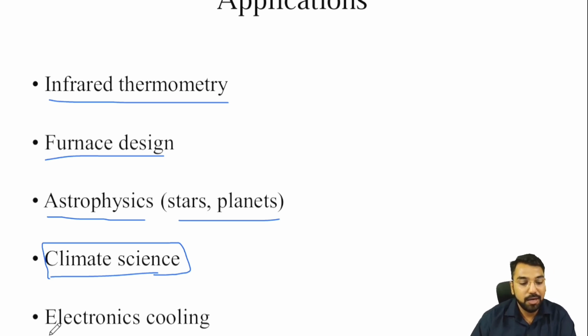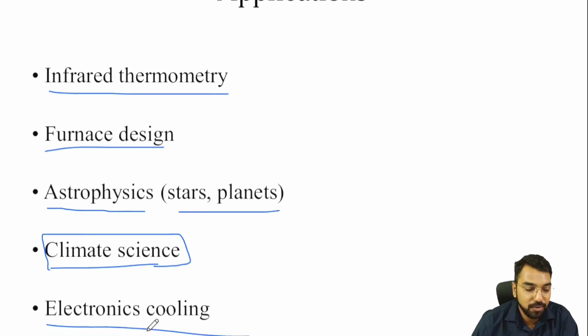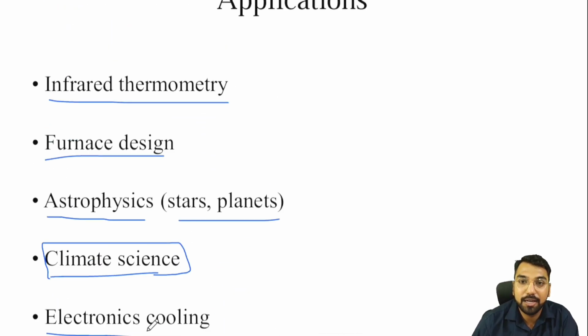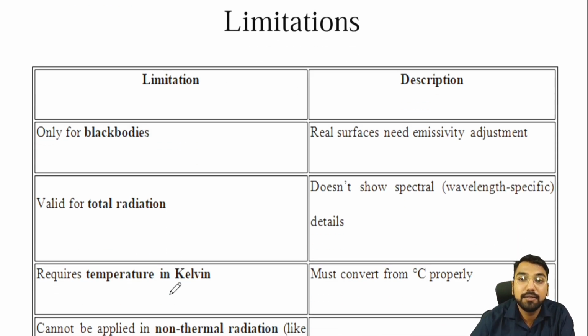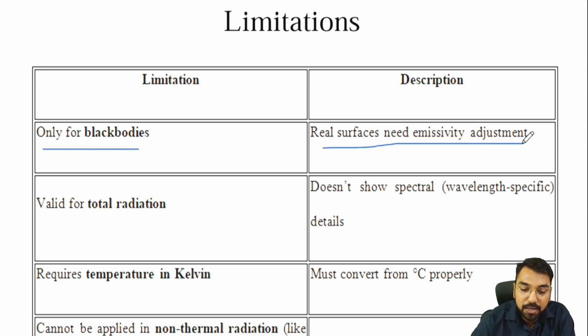So electronic cooling, as this example was illustrated in the last lecture, you know how important heat radiation energy is in electronic cooling for the CPUs and motherboards of laptops and PCs. So what are the limitations of this Stefan-Boltzmann law, or the heat energy which is radiated? It is only used for black bodies. For real surfaces the emissivity needs adjustment.